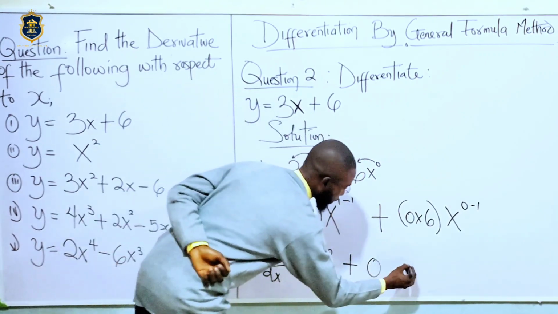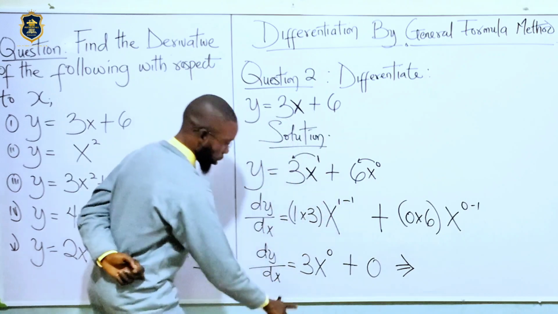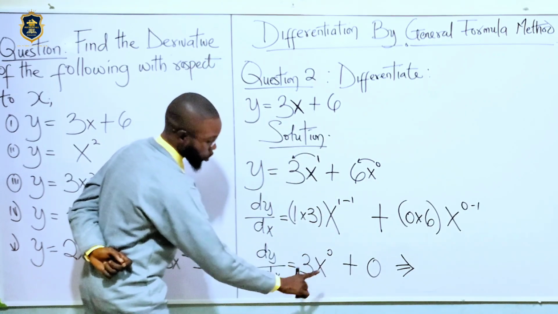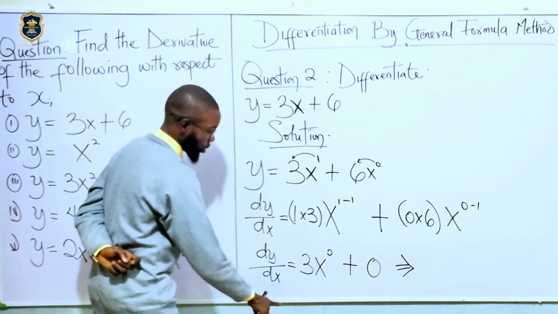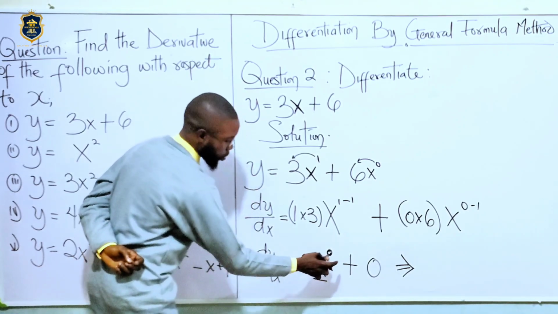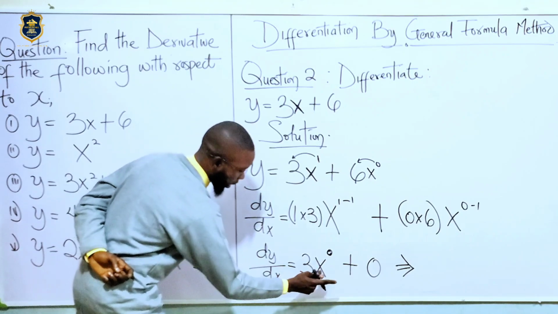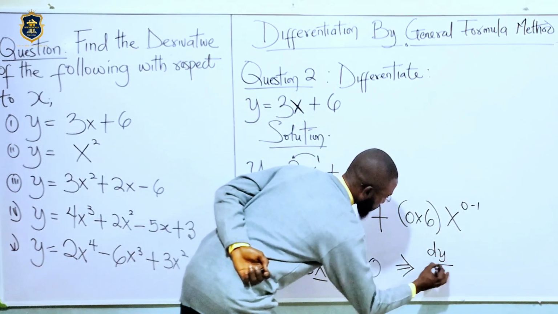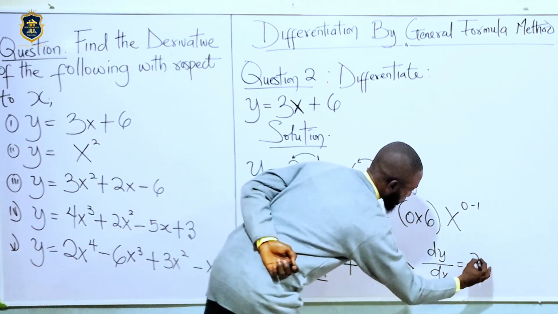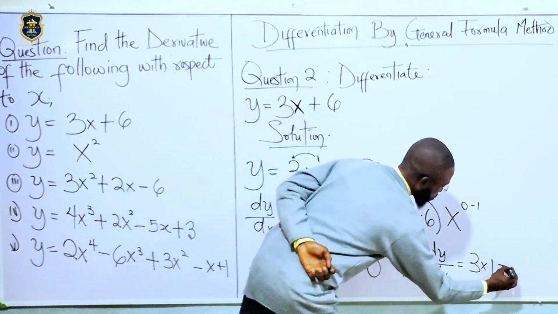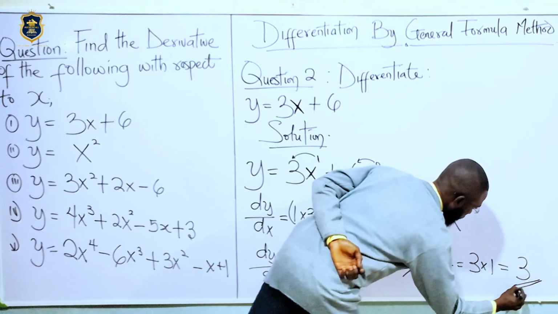What becomes the final answer? The final answer there: anything raised to the power of 0 is 1. Right? So we have 3, and this x raised to the power of 0 is 1, so it's 3 times 1. Because we know that any number raised to the power of 0 is 1. This 0 term is gone. Our dy over dx is simply 3 times 1 plus 0, which is 0. We'll have 3. So our answer is 3.